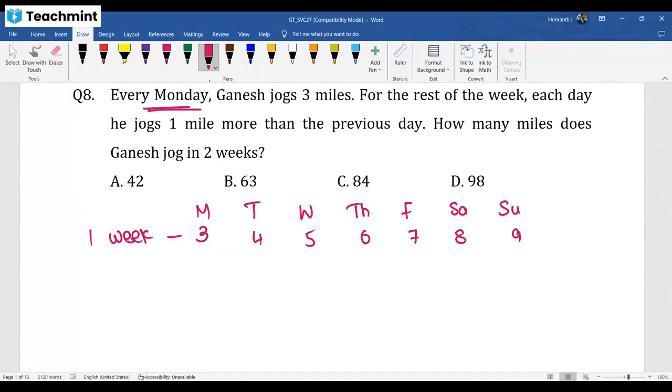Right? So if you calculate for 1 week, what do you get here? Take the sum of natural numbers up to 9: 9 into 10 divided by 2, 45. Remove the 1 and 2, you get 42. Or do that summation. You got 42 for 1 week. 2 weeks means 2 into 42. Some basic questions like this they also ask.